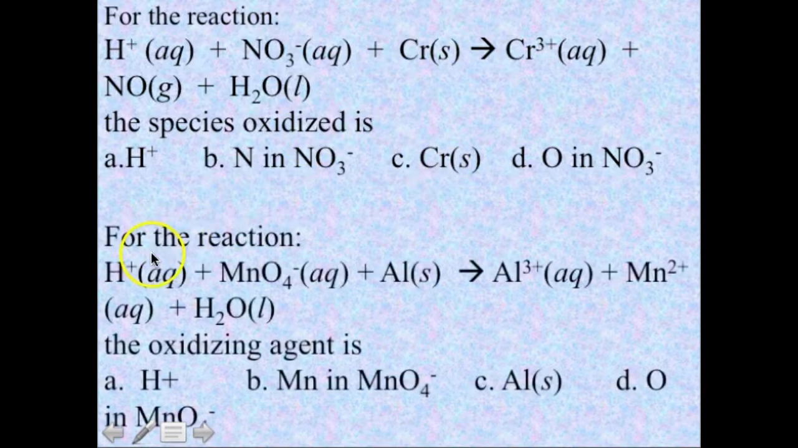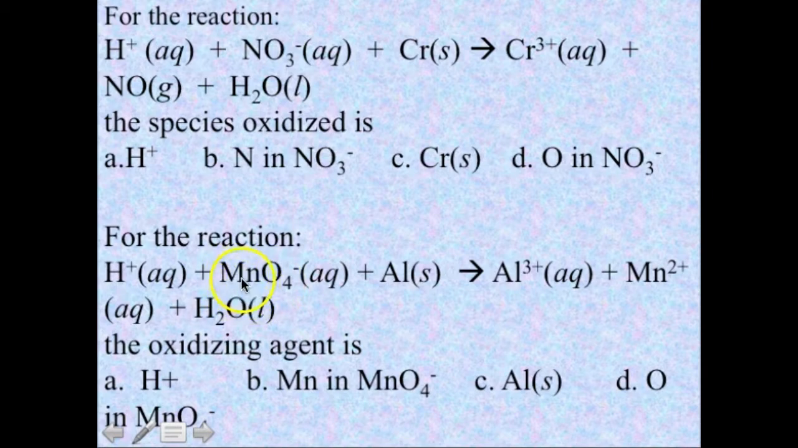For this question, permanganate plus aluminum yields aluminum ion plus manganese plus 2. The question is asking for the oxidizing agent. Again, I go straight to the aluminum because I can easily see without any calculation that it's going from 0 to plus 3. That's oxidation. Therefore, it's the reducing agent. Therefore, the permanganate is the oxidizing agent.